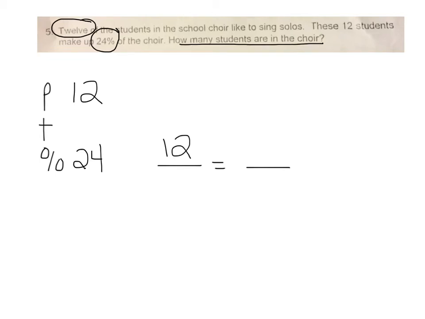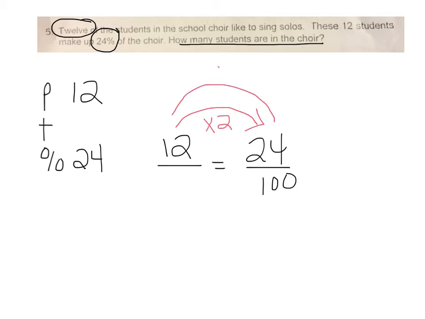So we know the part, we don't know the total, we know the percent, and we know that that's always out of 100. Again, obvious multiplier, 12 times 2, but we're working it backwards, so we're going to use the divider of 2. 24 divided by 2 gives us 12, so 100 divided by 2 gives us 50. There are 50 total students in the choir.